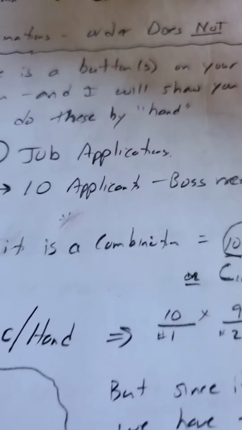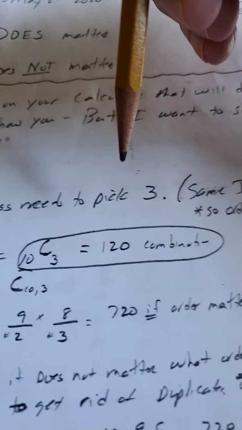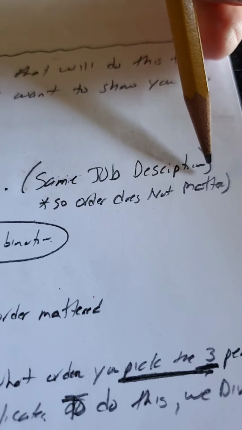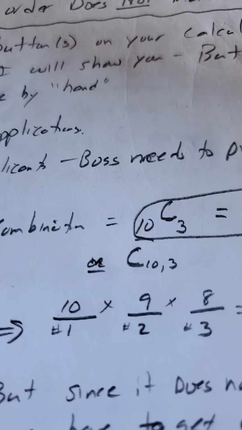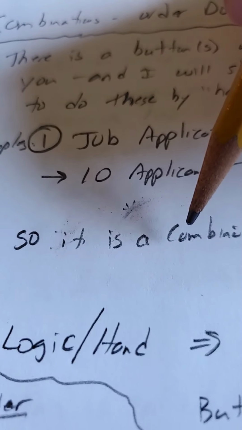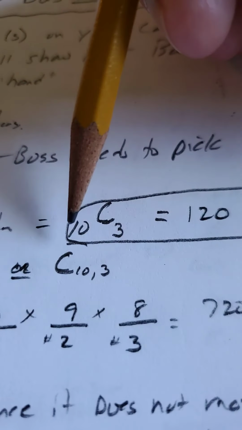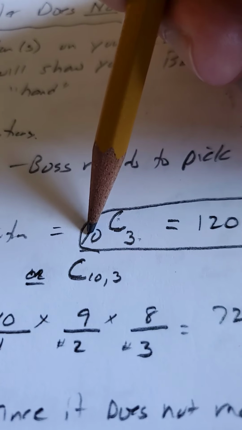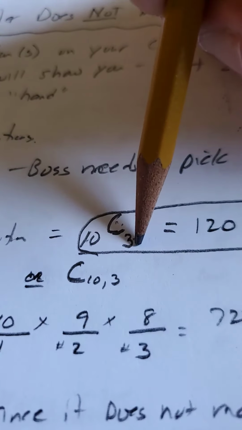Okay, example 1, job applications. There are 10 applicants, and your boss needs to pick 3. They're the same job description, so the order doesn't matter. I just want to pick 3 people to do the job, so it doesn't matter what order I pick them in. So it's called a combination since the order doesn't matter. The description, or how to write it, is 10 combinations, pick 3. So the total goes here, and how many you want goes there. So 10 combinations, pick 3.